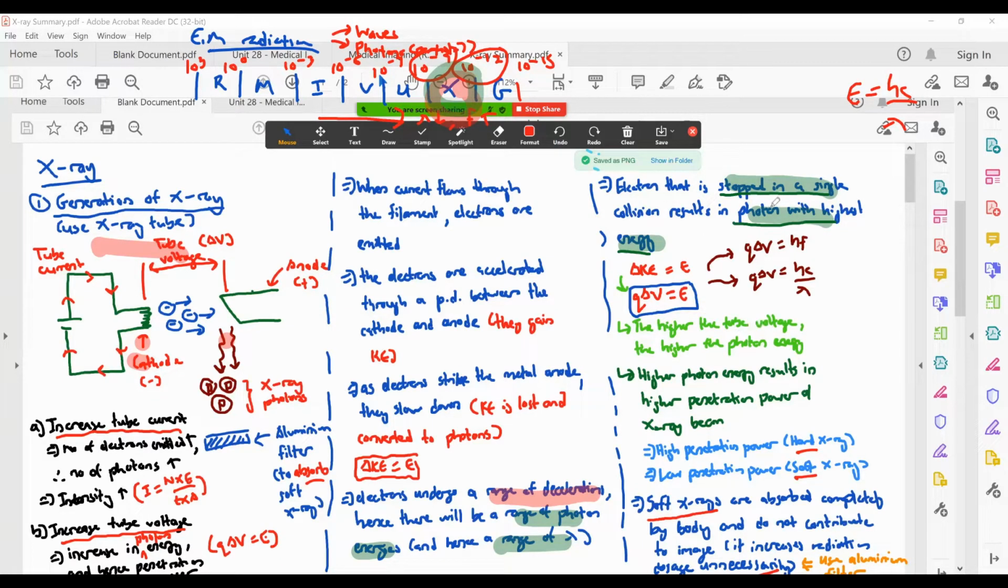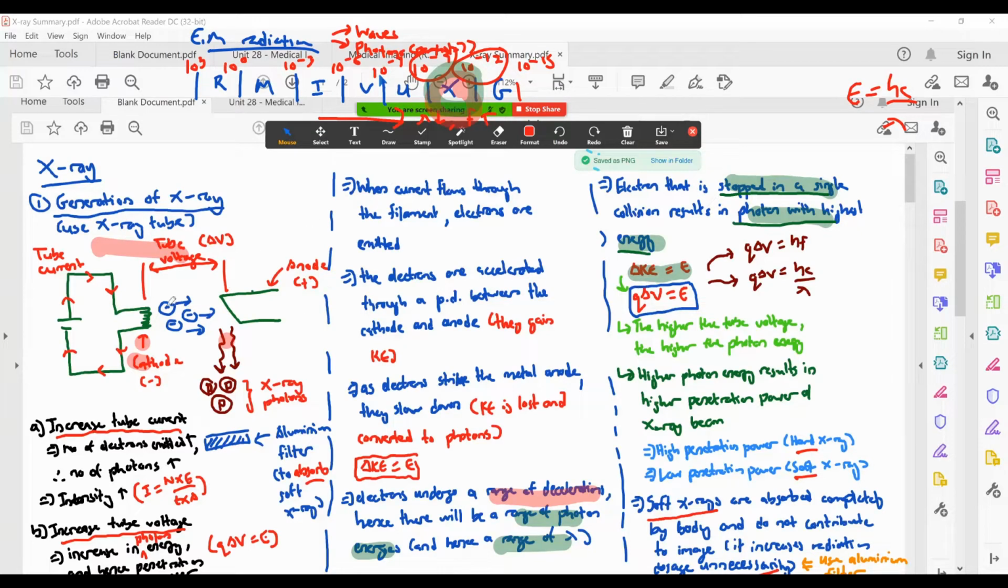Okay, so if you're talking about what happens to the electron that is being stopped in a single collision, you can still say this: whatever kinetic energy is lost is equal to the energy of the photon produced. Now, this expression delta K can be changed to something else.